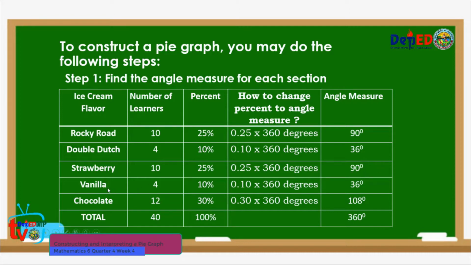Let's go to vanilla. The percent of vanilla is 10%. Change this 10% to decimals and it becomes 0.10 or 10 hundredths. Then multiply it to 360 degrees and that is equals to 36 degrees. Chocolate has 30%. Change this 30% to decimals and it becomes 0.30 or 30 hundredths, then multiply it to 360 degrees, and that is equals to 108 degrees. That is step 1.